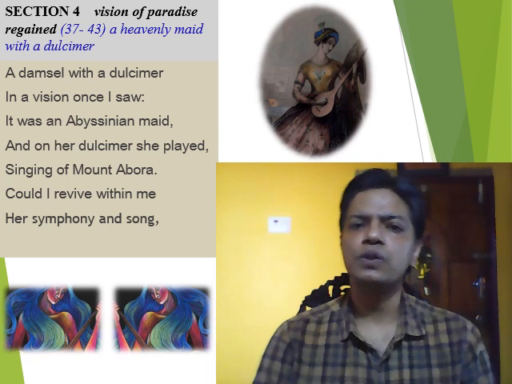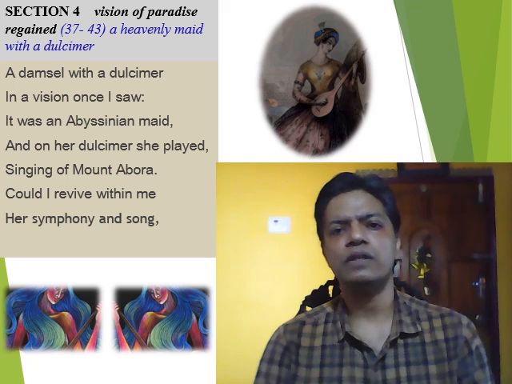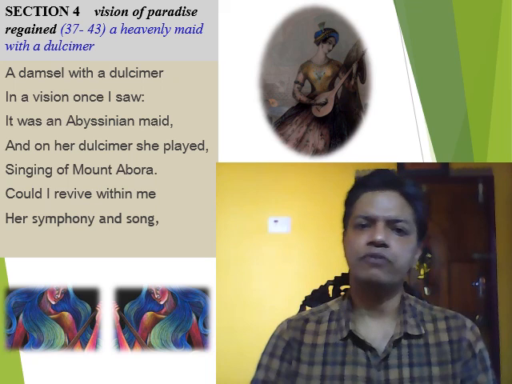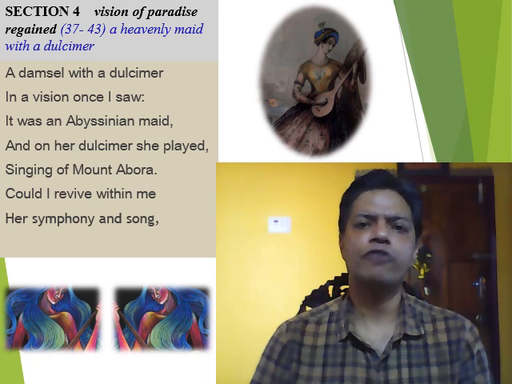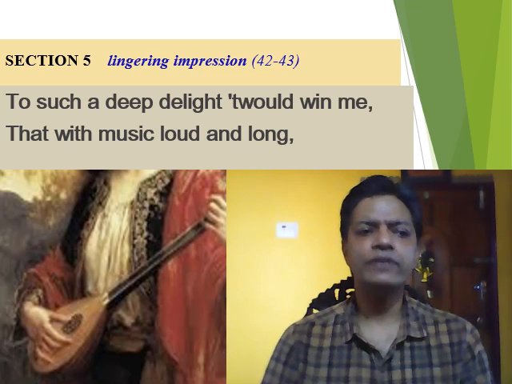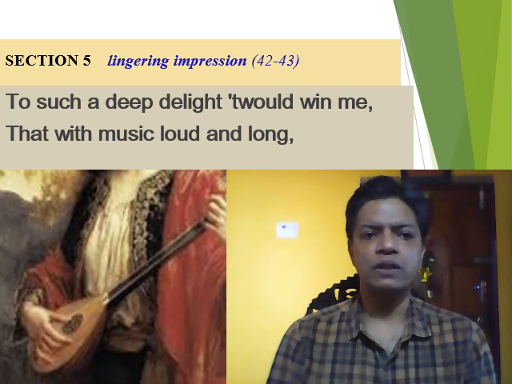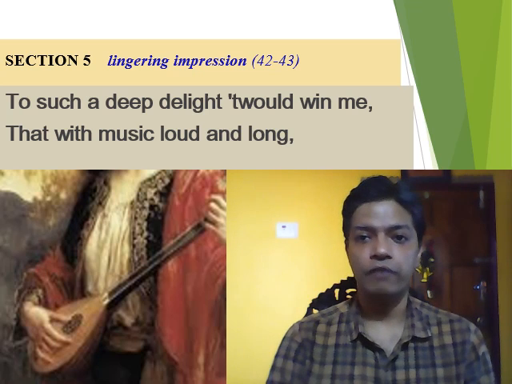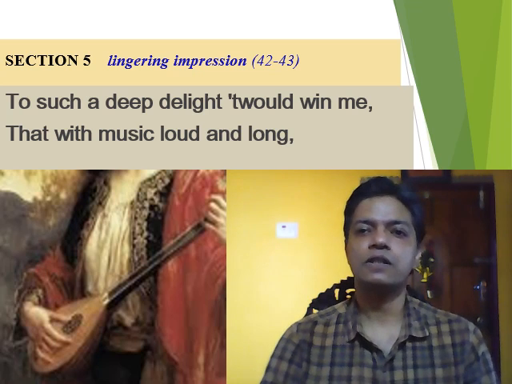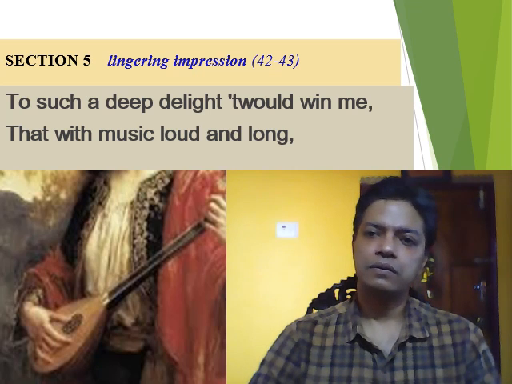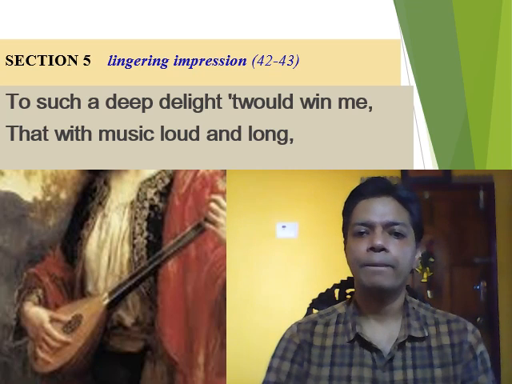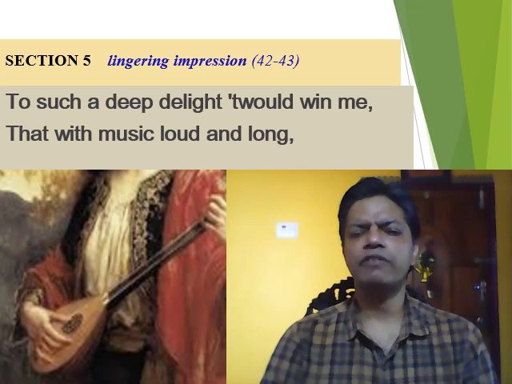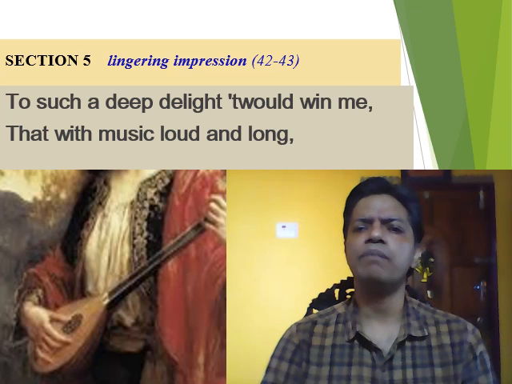The musical notes of the harmonious music played on the dulcimer capture the vision in the best auditory form. So we have section 5, the lingering impression, line number 42 and 43 of the poem, where the poet is transported into the world of the ecstatic charm of the woman playing on the dulcimer. To such a deep delight it would win me. And the poet promises that with music loud and long, I will build that dome.